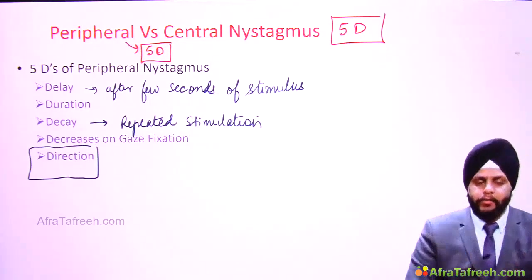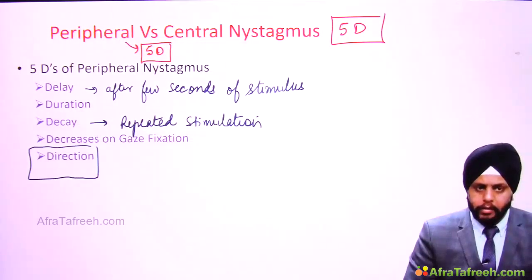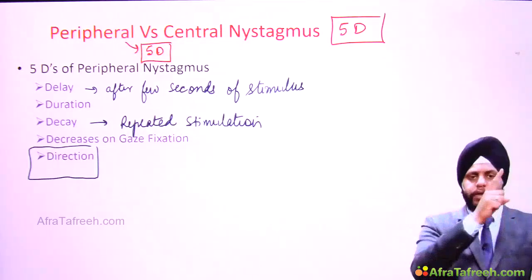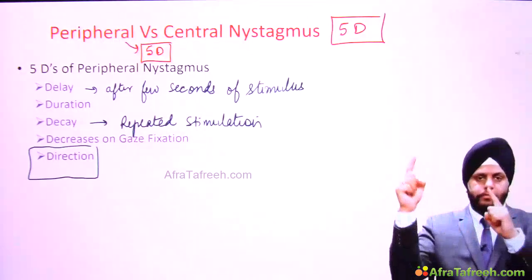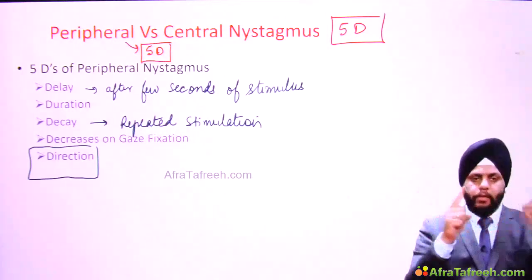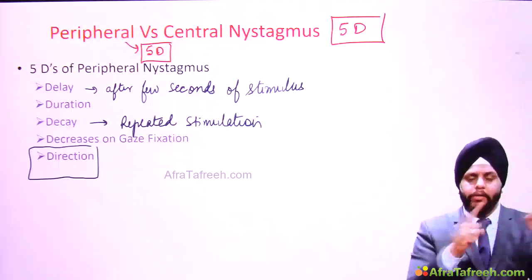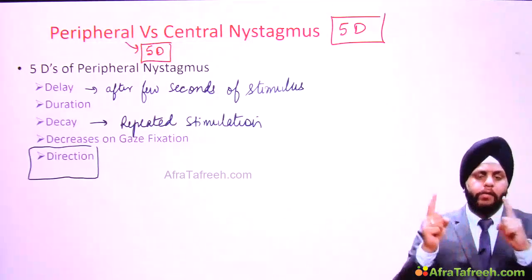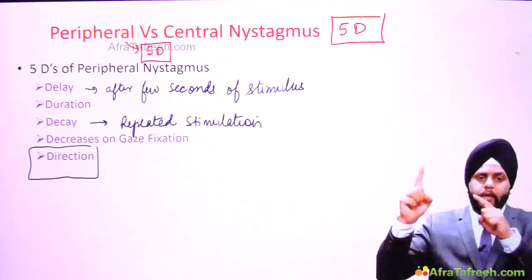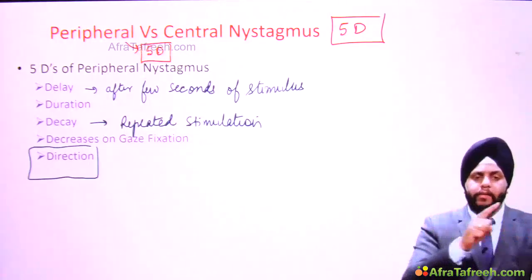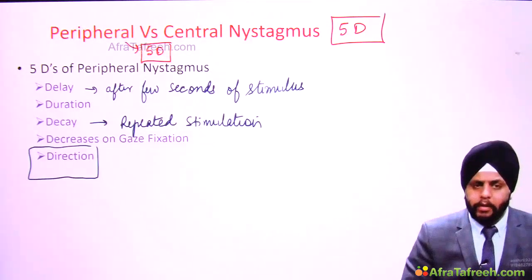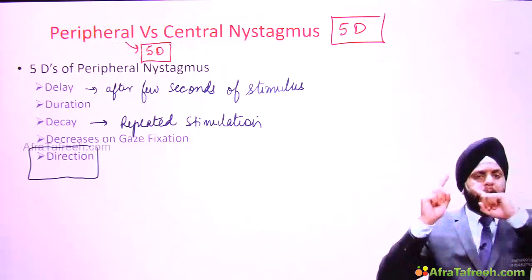Number 5, this nystagmus has direction. What do I mean by direction? You see, suppose the eyeballs are moving like this, like my fingers. What is this? This is a pendular nystagmus. A pendular nystagmus is a central nystagmus. Why? Because just like a pendulum, it is going in both directions with the same speed. Right? Okay. How will a peripheral nystagmus be? A peripheral nystagmus will be like this.